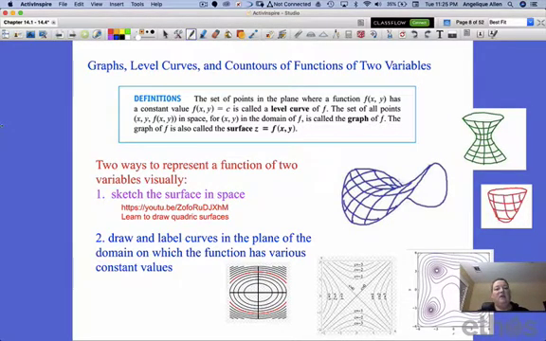And now we're going to talk about ways of visually representing functions of two variables. Functions of two variables are surfaces, and they can be in 2 dimensions.